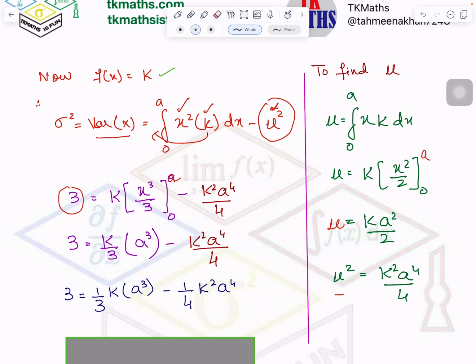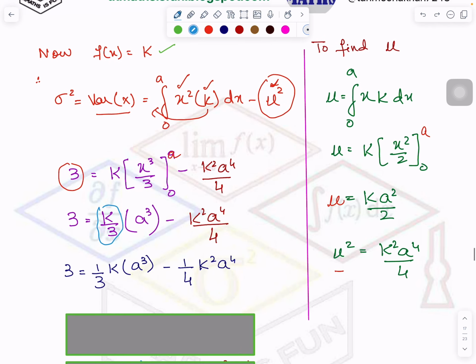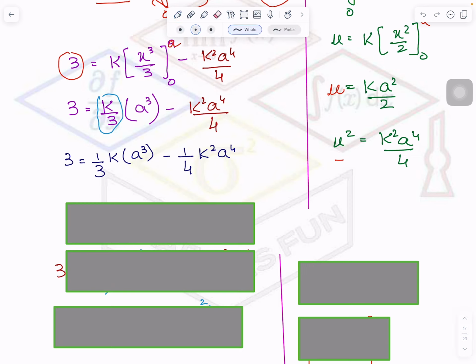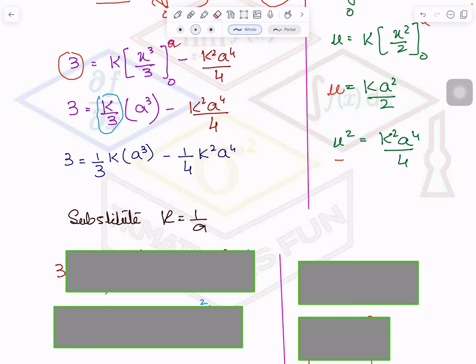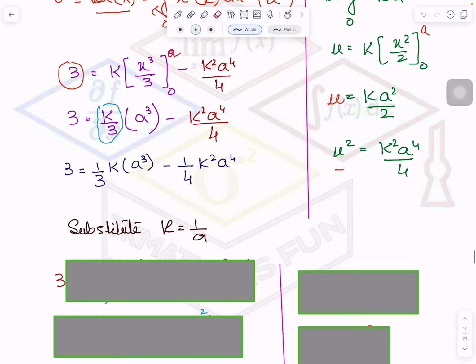Now I'm just rearranging it. What is the reason why I'm rearranging? What comes in your mind? What will happen now? This k upon 3 can be written as 1 upon 3 times k. Similarly, 1 upon 4 times k square into a power 4. Why am I doing this? I have to find out the value of a. So from part 1, I know k is what? k is equal to 1 over a. So I'm going to plug in this value. So I will have an equation in terms of a only, and I will be able to solve it. Agreed?